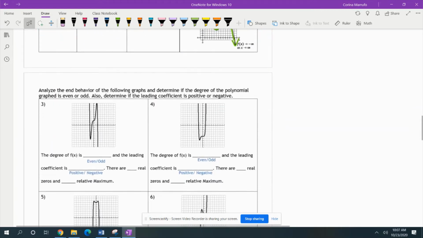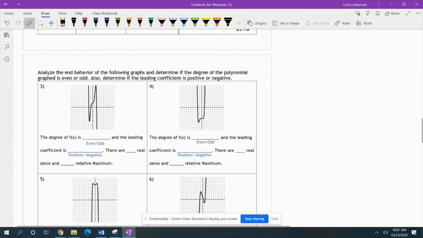So here it says, analyze the end behavior of the following graphs and determine if the degree of the polynomial graph is even or odd. Also determine if the leading coefficient is positive or negative. So if we look here, first, we notice the end behavior is starting up, but then it goes down at the end. Because the arrows are pointing in opposite directions, the degree of f of x is odd. And the leading coefficient, because it is pointing down at the end, is negative.